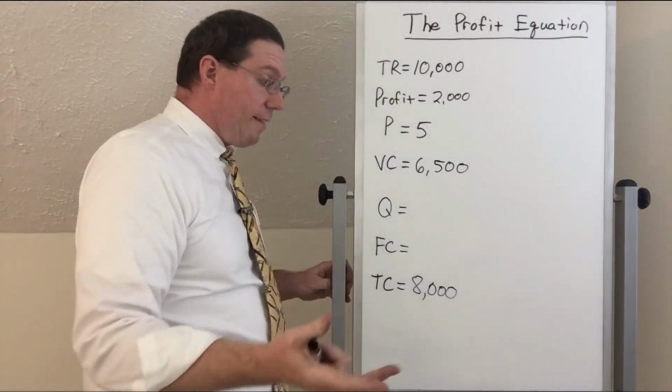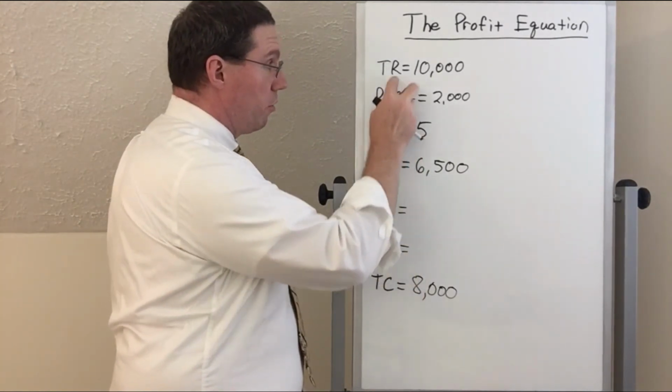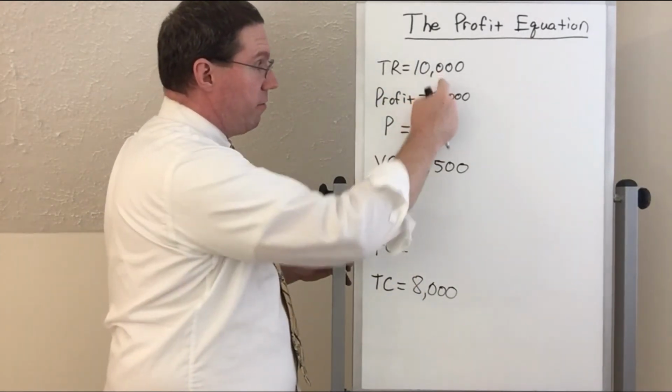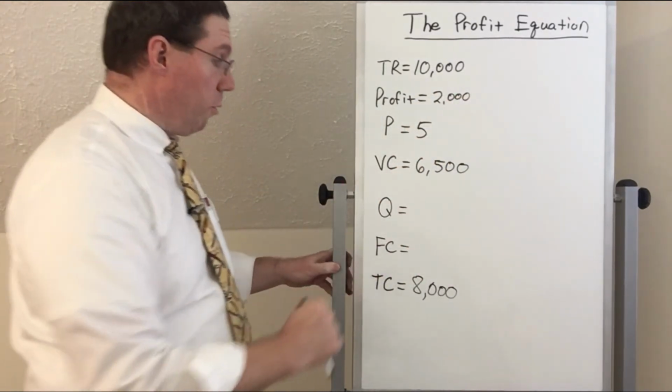And we can check that backwards. We know that profit is equal to total revenue minus total cost, and 10,000 minus 8,000 is indeed 2,000. So we've got total cost.